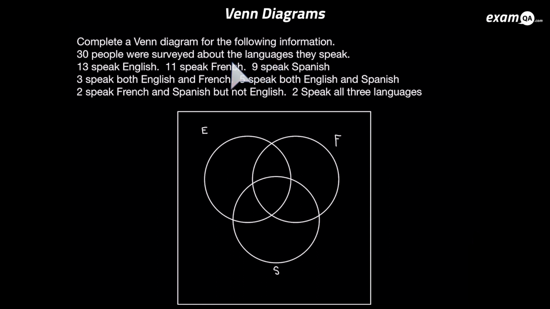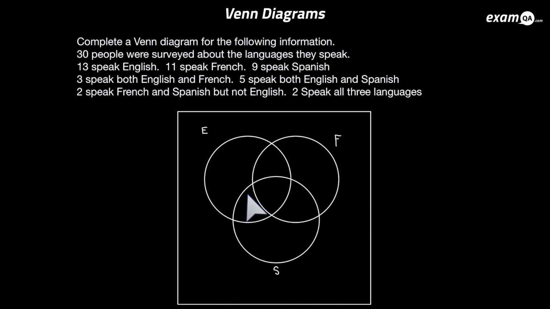For example, 13 speak English. We can't really fill that in first because the English is this region here. Now, this region here has got 3 slots and 13 belongs to all of that region, but we don't know how to split that 13, so we can't fill that in. So don't try to fill those numbers in first.